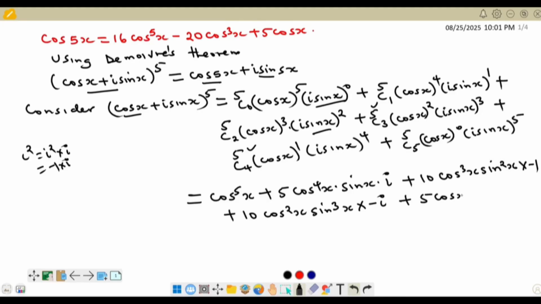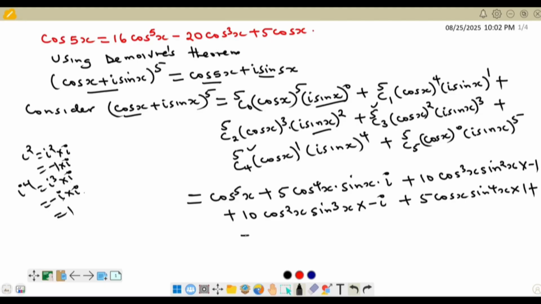Then cos of x, then sine will be to power 4, then i will be to power 4. So i to power 4 is the same as i to power 3 times i. But i to power 3 is actually negative i, then times i. So i times i is negative 1, so this will give us positive 1. So this is times 1. Then lastly, we shall have 5 combination 5, and cos is to power 0.